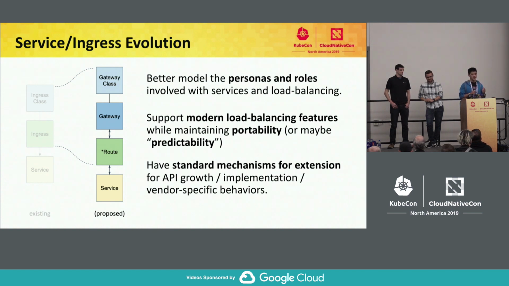So portability is key, but maybe not just portability, but predictability for the user. Can a user predict how portable their thing is and then not limit them if they want to go out of that spec? Finally, build into the API standard mechanisms for extension, not just for API growth, but implementation and maybe vendor-specific behaviors. Because one piece of feedback you could see from the survey is, if I am a power user, don't limit me. I know what I'm doing.